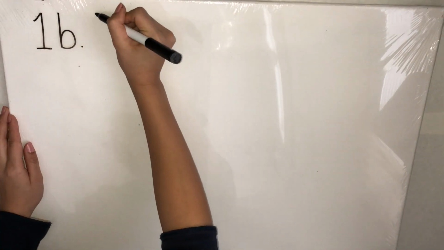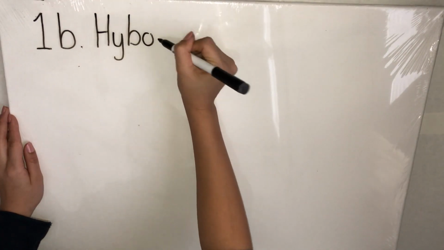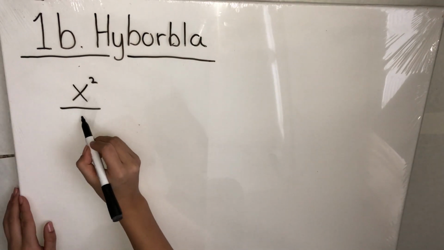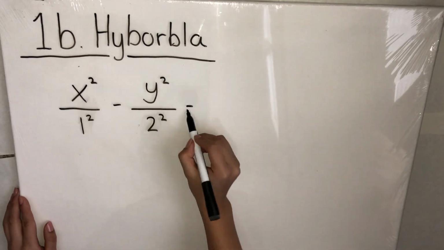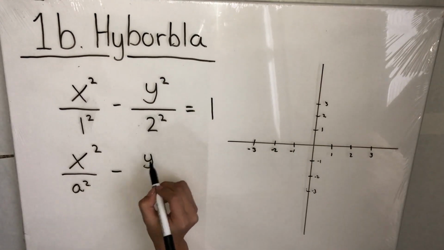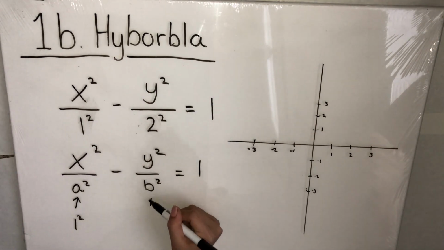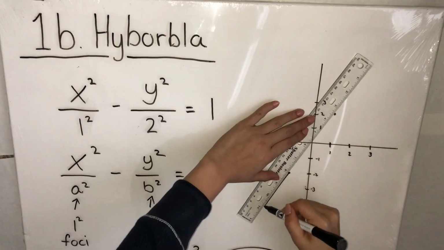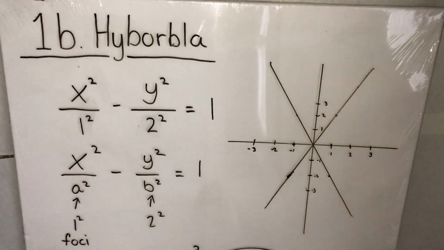Next problem, part B, is based on hyperbola. We are given this simple equation to graph. Here is the basic form of a hyperbola. Looking at this, we can tell that a is equal to 1, which is the foci, and b is equal to 2. Both of these are important because they help with our asymptotes.